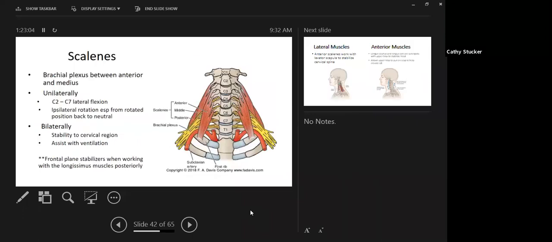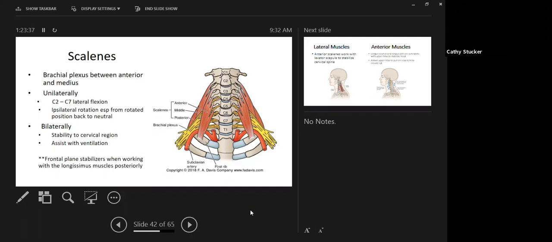And then the scalenes, these are very important because of the brachial plexus running through there. They are accessory muscles for breathing. They provide stability to the cervical spine. So really important for us to understand. A lot of people have tight scalenes and complications and sequelae because of that. The brachial plexus runs between anterior and medial, which both insert on the first rib.